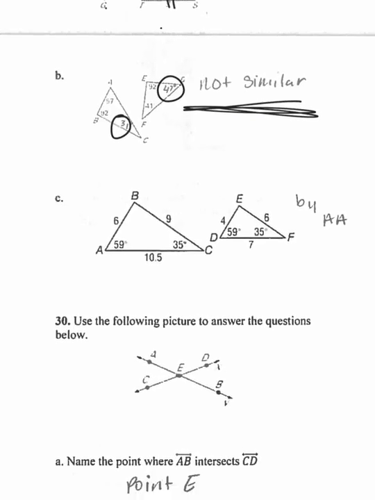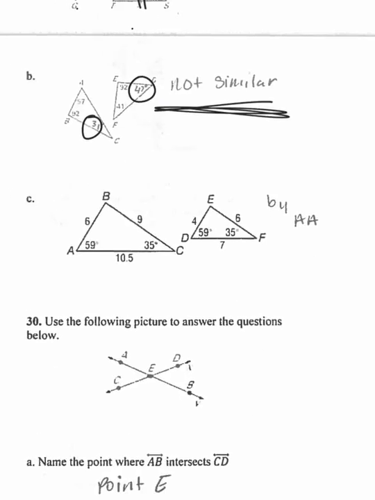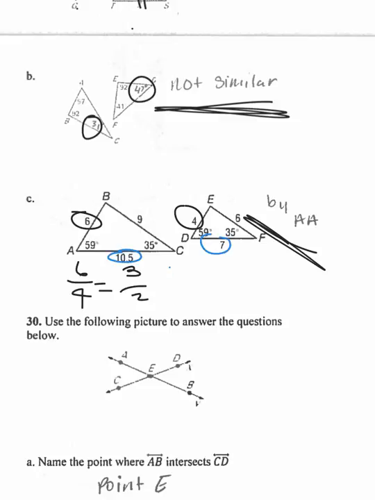And then you look at this one, and it has 2 angles. This time they do match, the 2 they give you. So you could do that. Honestly, you could probably do SAS too, because 6 over 4, that's 3 halves. And then if I do 10.5 over 7, that reduces to 3 halves. So I could do SAS. So either one works.